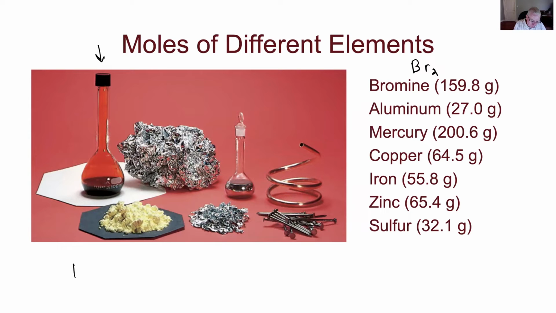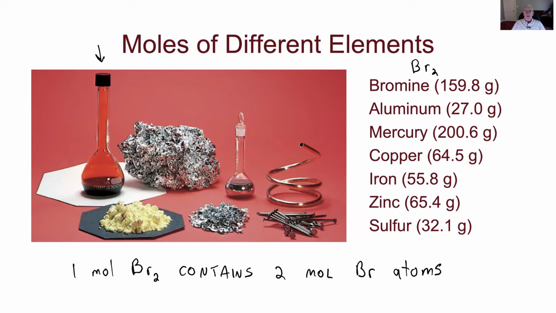So if I have 1 mole of Br2, we use MOL as the abbreviation for mole, which saves us 1 whole letter, I guess. But in 1 mole of bromine, Br2, I could say that contains, and this part will bother some of you, 2 moles of bromine atoms.